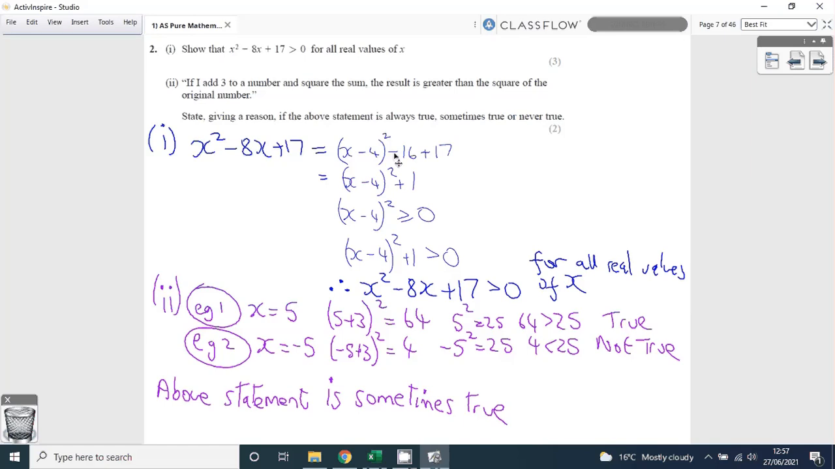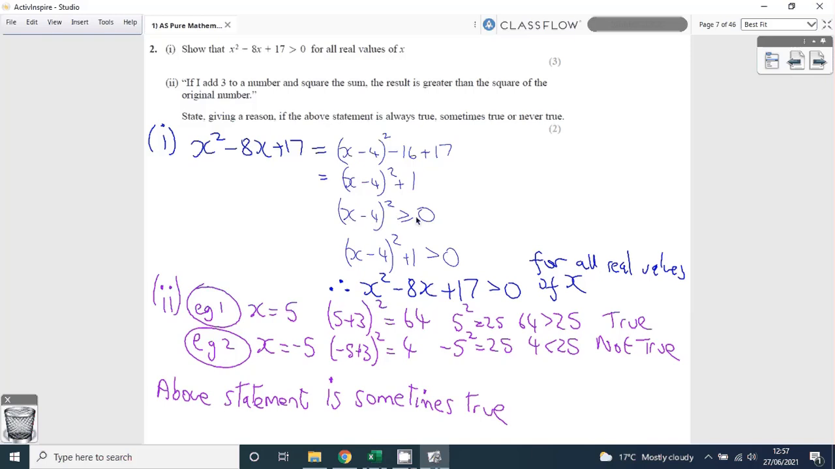In square format, we can just conclude the following. Anything squared, whatever x is, is going to be greater than or equal to 0. So when x is 4, we get exactly 0. For any value of x other than 4, once we've squared it, we're going to get something greater than 0. So x minus 4 all squared is greater than or equal to 0.